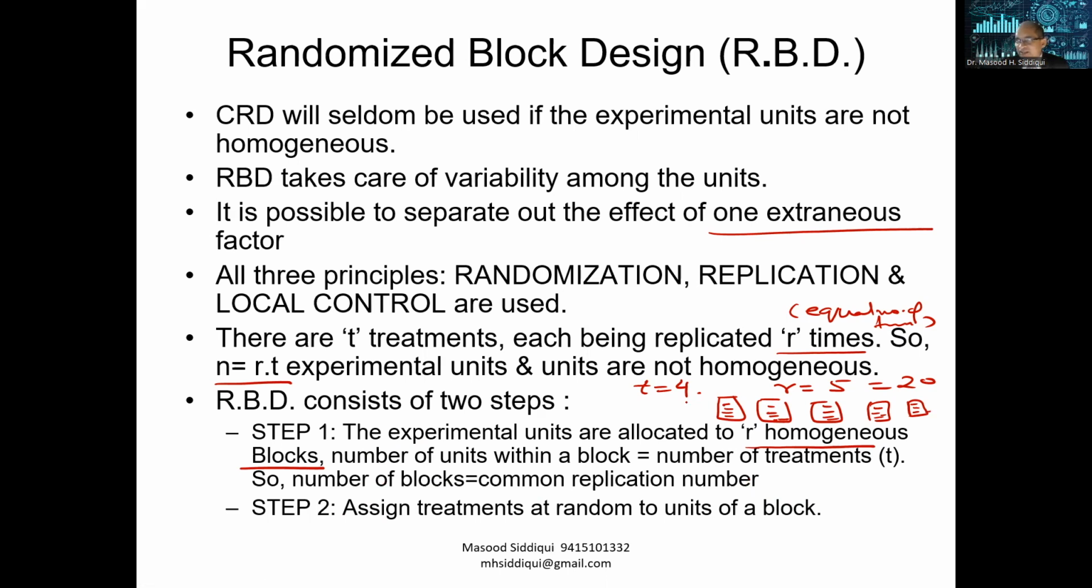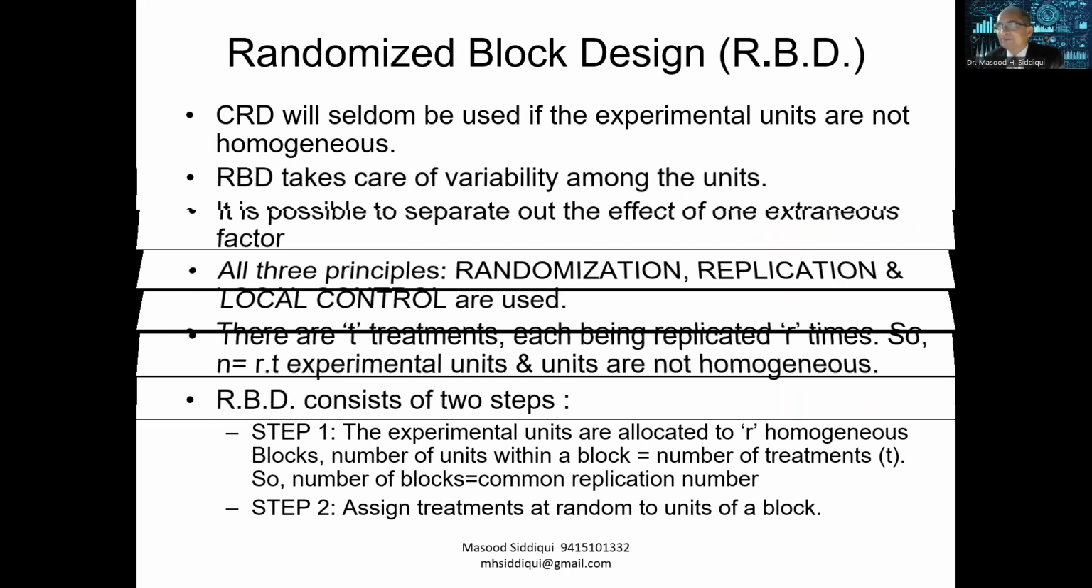Now here each block is internally homogeneous, maybe externally heterogeneous. And the condition of complete randomization is that the units should be homogeneous in nature. Since the units inside the block are homogeneous, we assign treatments at random to the units of the block. And remember, we have taken the number of experimental units in a block equal to the number of treatments, so all the treatments may be applied inside a block.